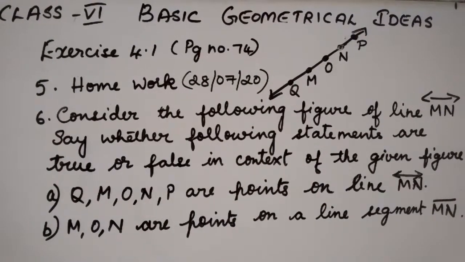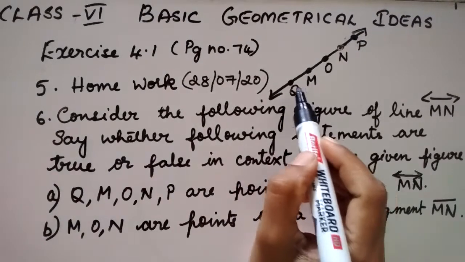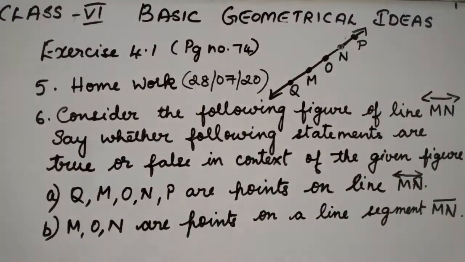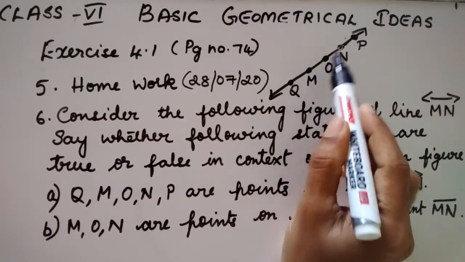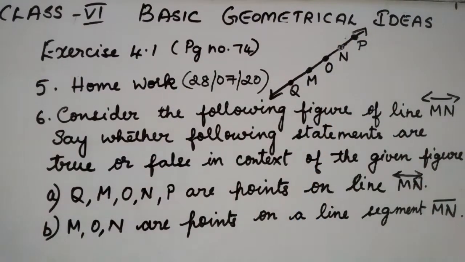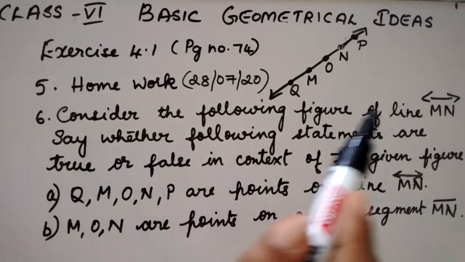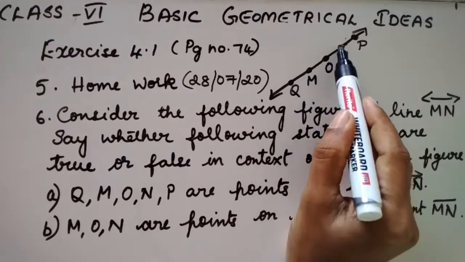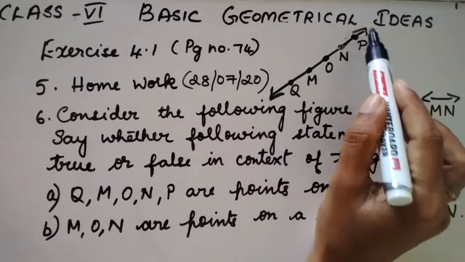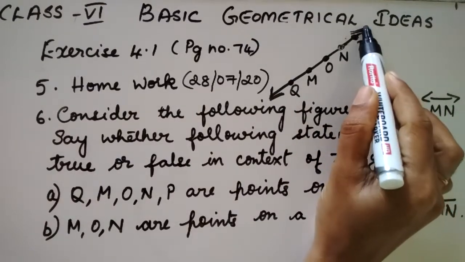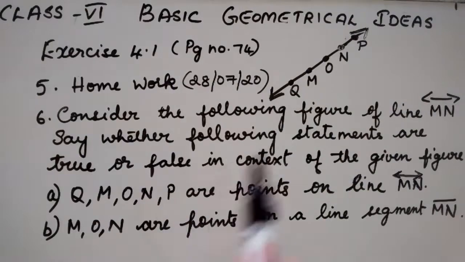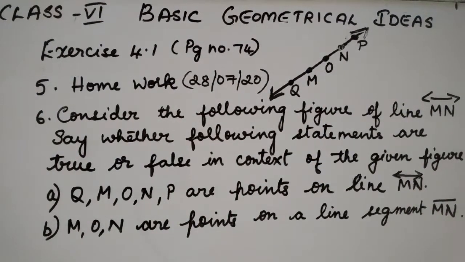Now, which is line MN in the figure? This one, isn't it? MN is a line, not a line segment, it is a line. Why is it called a line? Because it can be extended at both its end points in both the directions. So it is called a line.